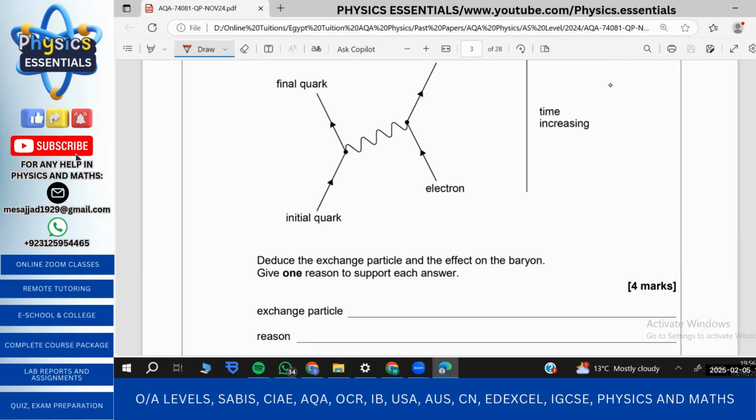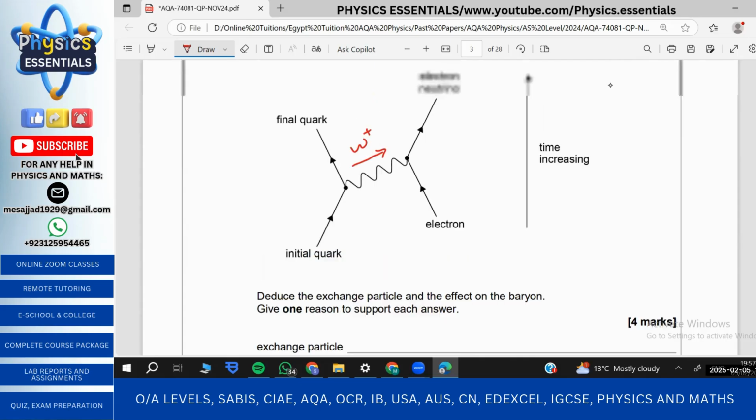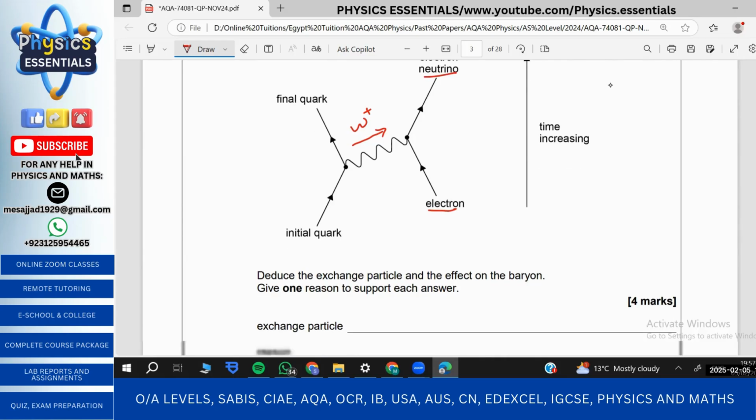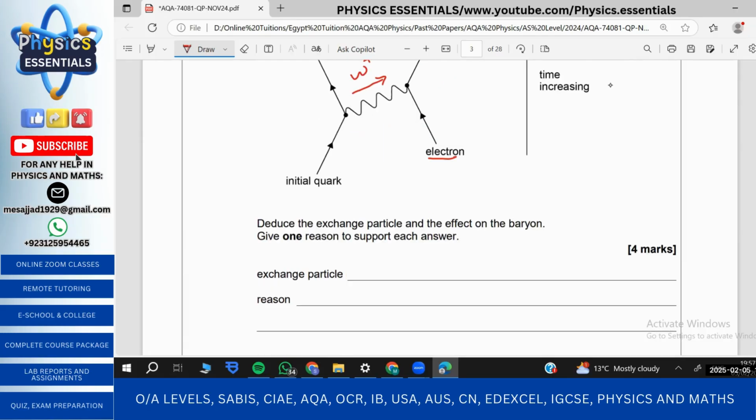Well, I will say that here the exchange particle is the W plus. And why I'm saying it, because whenever you have an electron and neutrino involved in your interaction, it means it is a weak interaction. And for weak interaction, you usually have a boson. And why a boson? Because it takes away your additional charge or balances out the charge. So the exchange particle here is W, and the reason is weak interaction, because an electron and neutrino are there.